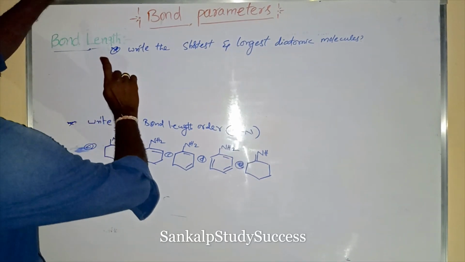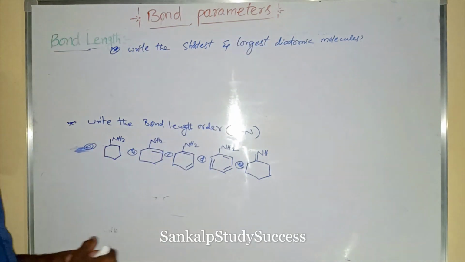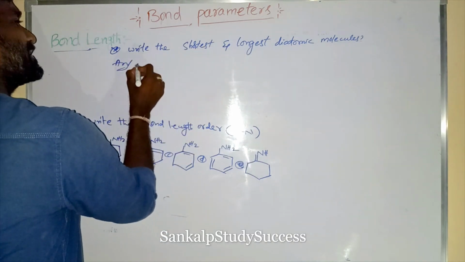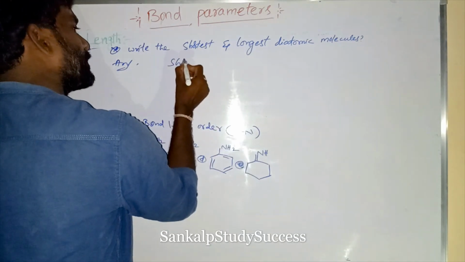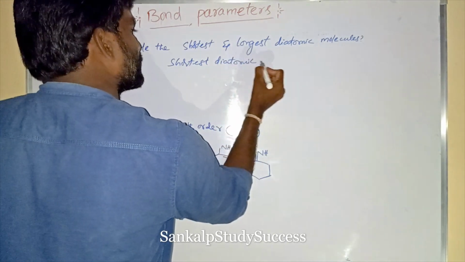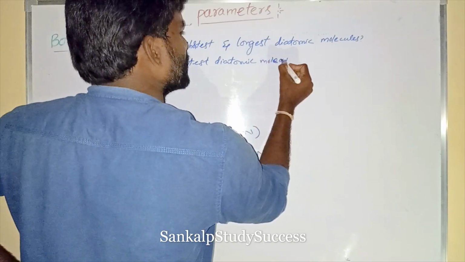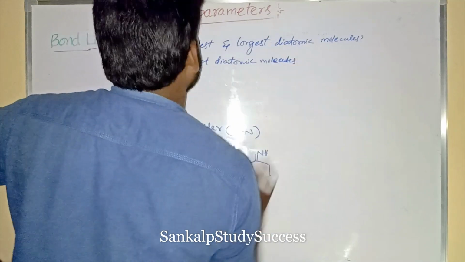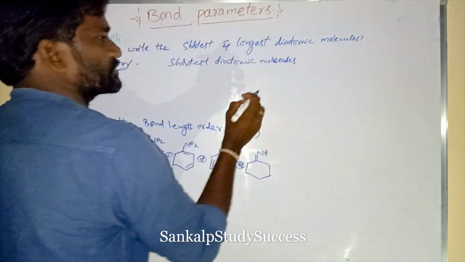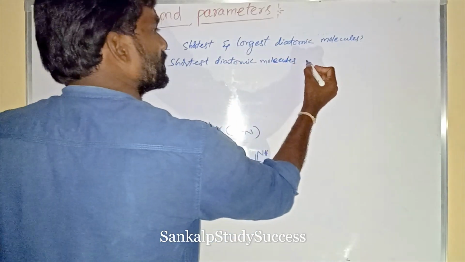Okay, next question. Write the shortest and longest diatomic molecules. Shortest diatomic molecule means the one containing the shortest bond length. So which diatomic molecule contains the shortest bond length?